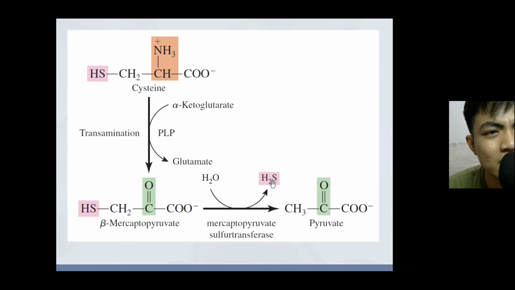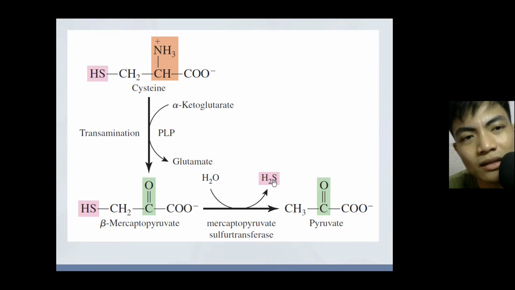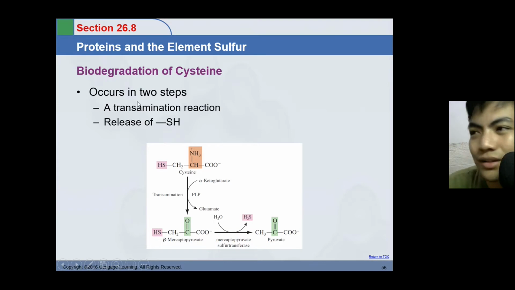And then this H2S can apparently be used in the body. So that's the biodegradation. It will produce H2S, and later we will see where it is used. So the idea is that the cysteine can indeed be converted into pyruvate. That's the one in our list earlier.